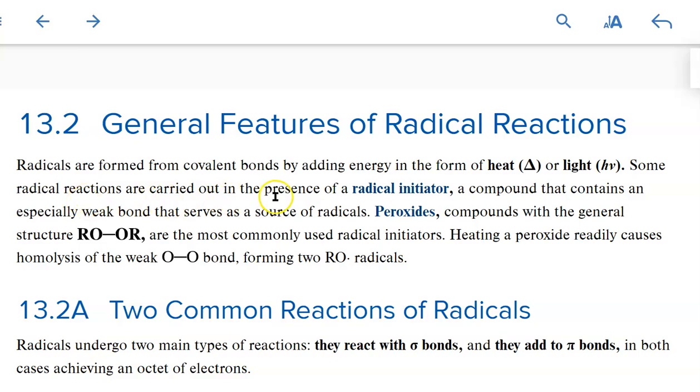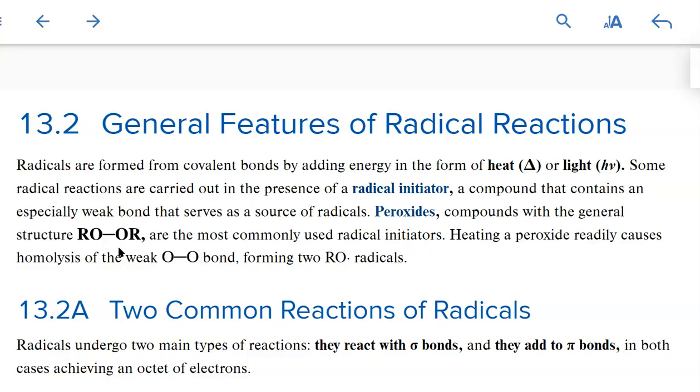Some radical reactions are carried out in the presence of something known as a radical initiator, which is a compound that contains an especially weak bond that will serve as a source of radicals. Peroxides, which have a general structure of ROOR, are the most commonly used radical initiators. Now, this would be an organic peroxide because we have R groups, which are hydrocarbon. But you can have a hydrogen here and a hydrogen here, and that would be hydrogen peroxide, which you should be familiar with.